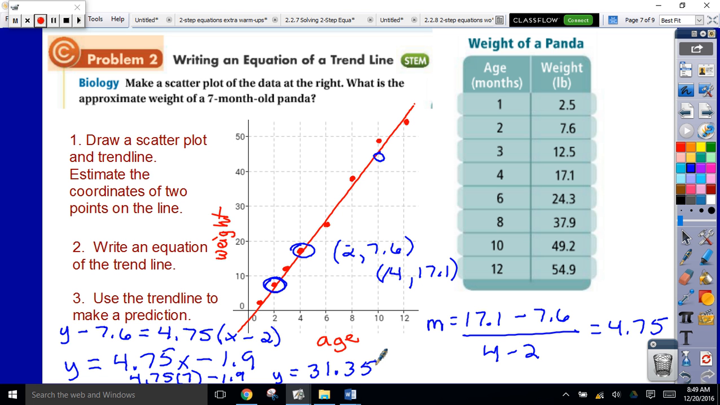31.35. I'm going to check my graph to see if that's reasonable. 31.35, I think. I'm going to try to draw this dot in the right place. There we go. This is what I predicted, which is right on the line. So my equation, I think, is pretty accurate.